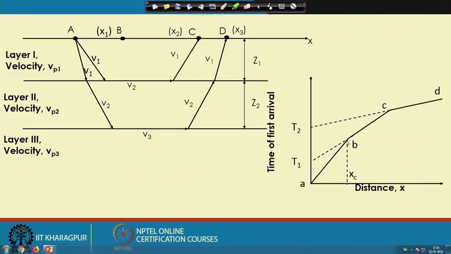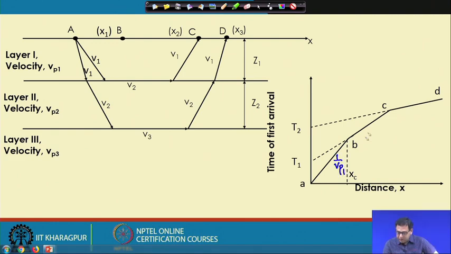So, this is the curve. We can see not only one layer; with this change of slope, we can determine the velocity. This will give us 1 by V p 1, this will give 1 by V p 2, and this will give 1 by V p 3, and so on. Similarly, we can determine the thicknesses z 1, z 2 like that.